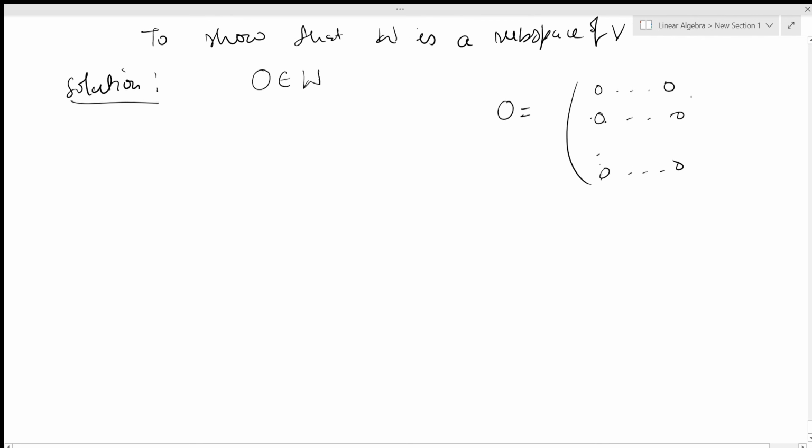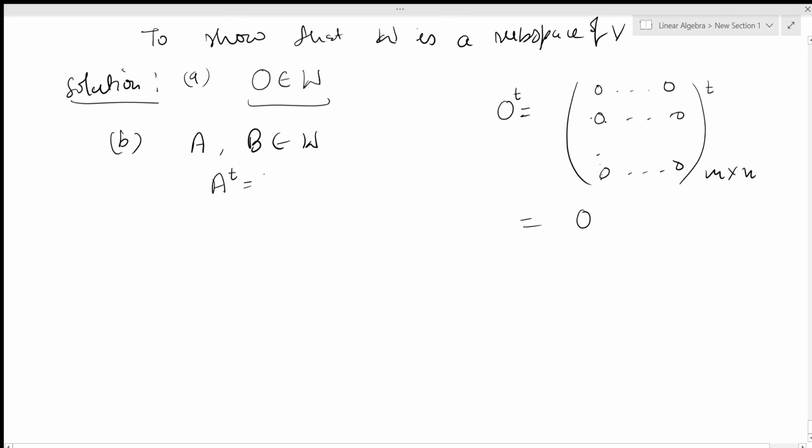And this is of order M cross N. As you know, if we take the 0 matrix transpose, this is the same as the 0 matrix. So you can say that 0 belongs to W, first condition. Now the second one is vector addition. If we take two matrices A and B belonging to W, that means A transpose is the same as A and B transpose is the same as B, by using the given conditions.